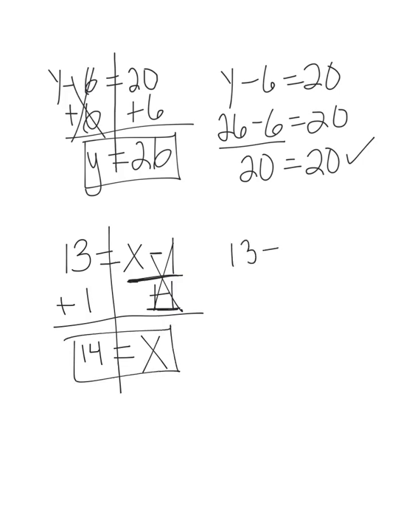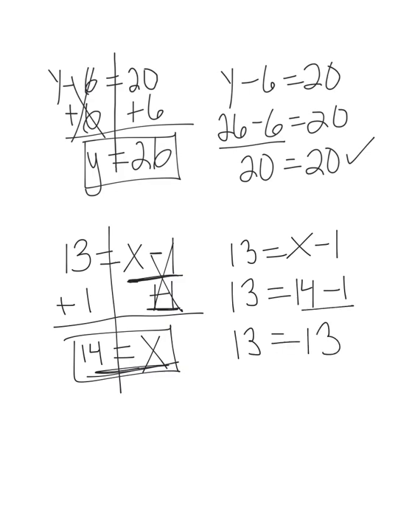Check my work. I write the original equation down. Then I take out the variable and I put in 14. And then bring down the minus 1. And then I solve. What is 14 minus 1? It is 13. So I've checked my work. Now we'll do some decimals. We're going to do one addition and one subtraction with decimals.